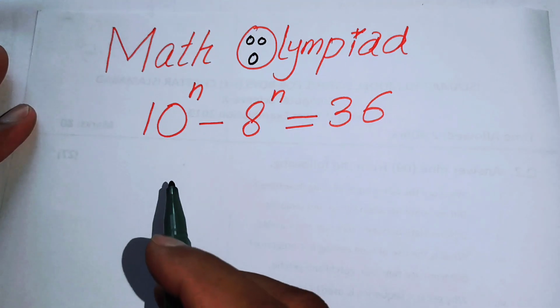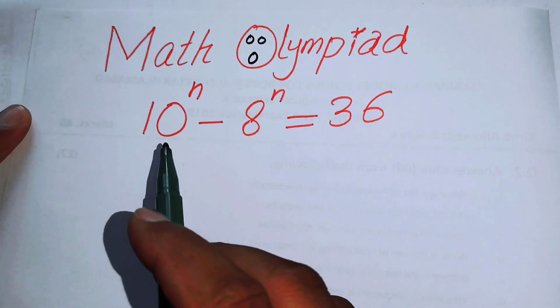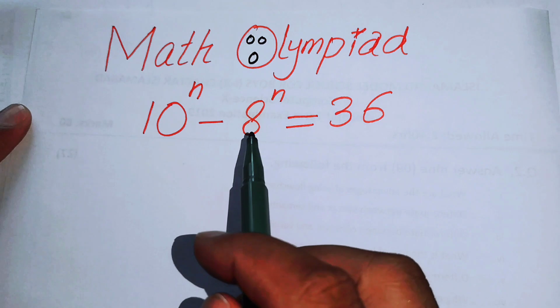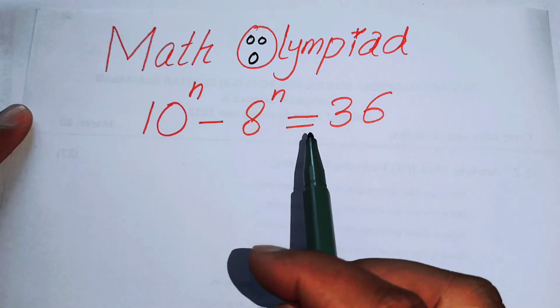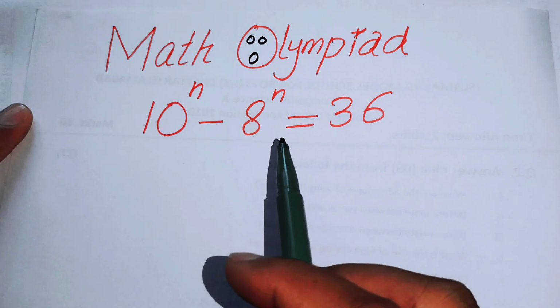In this video we are going to solve this nice algebra problem, and here we have 10 to the power of n minus 8 to the power of n is equal to 36. We will solve this problem for the values of n.